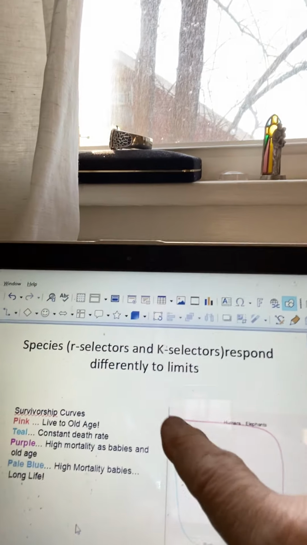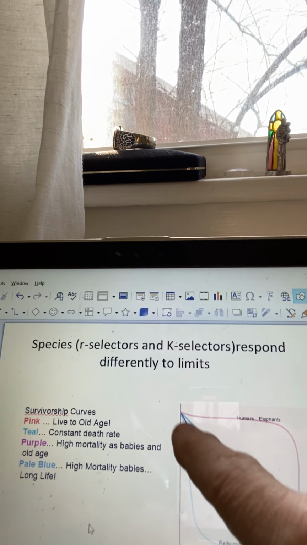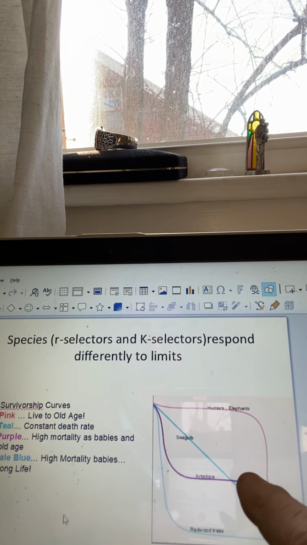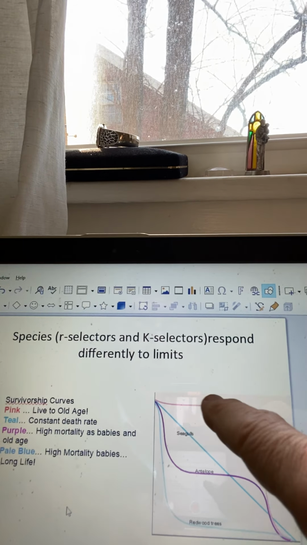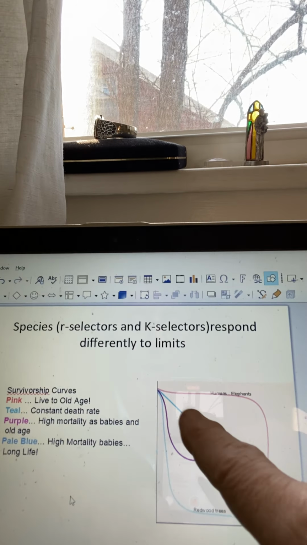So let me show you these. The very first curve I was talking about is this one here: a lot of death as a baby, no death, and then old. Then we had said humans and elephants, not much death until you get old. Then here we have birds. So that's the third of 4 survivorship curves.